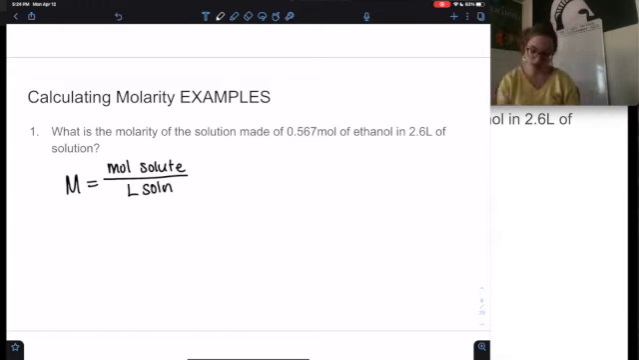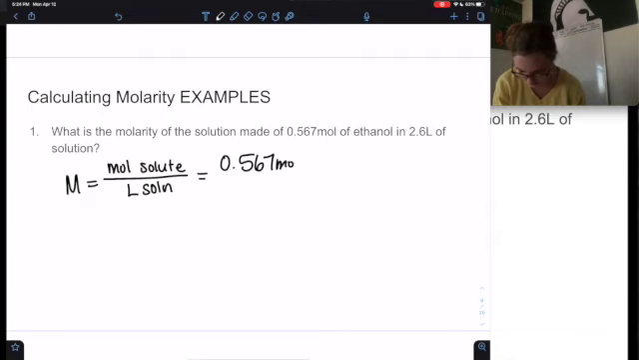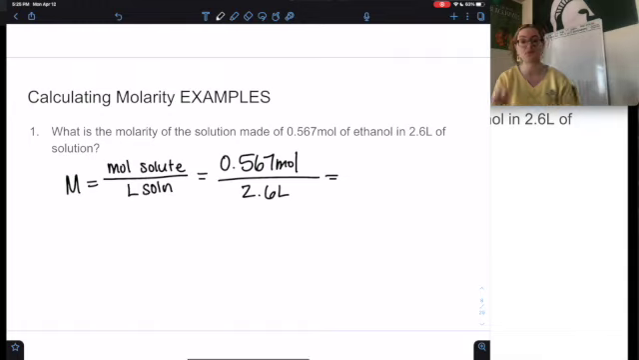So that tells me that here I have 0.567 moles of ethanol that is in an entire amount of solution of 2.6 liters. So if I go ahead and math this out, this makes sense to me. I've got moles per liters. Molarity is moles over liters. I am in the right place.